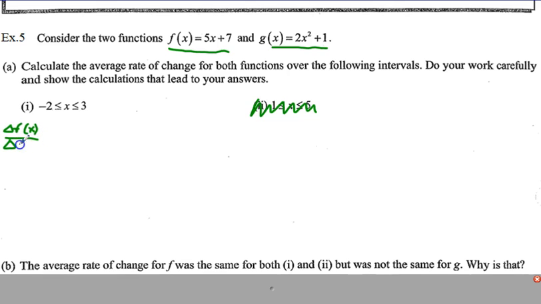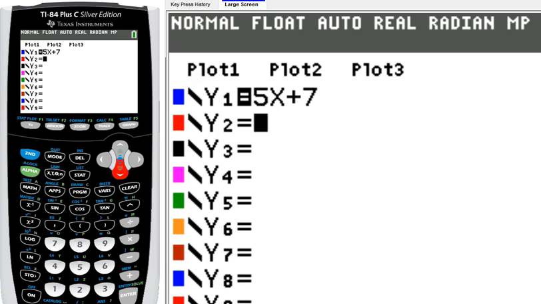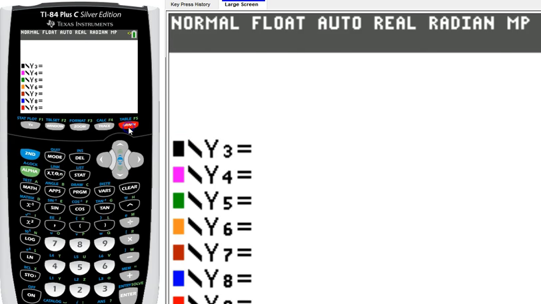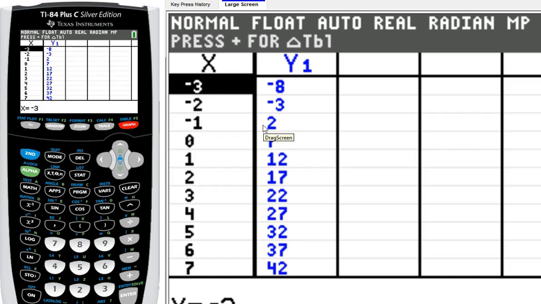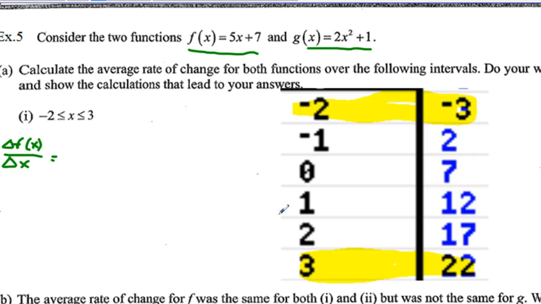So if I want to work out the change in f of x over the change in x, I have to find out what the y values are. Maybe the best way to show you is so it doesn't feel like these numbers are coming out of thin air. This is the function, y equals 5x plus 7. If we look at the table, we're interested in the y values for the x values of -2, which is -3, and 3, which is 22. So I'm going to capture this little piece of the table.